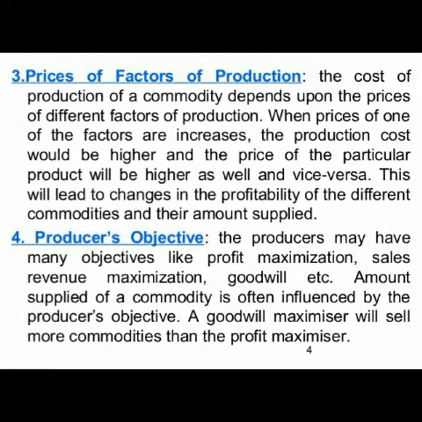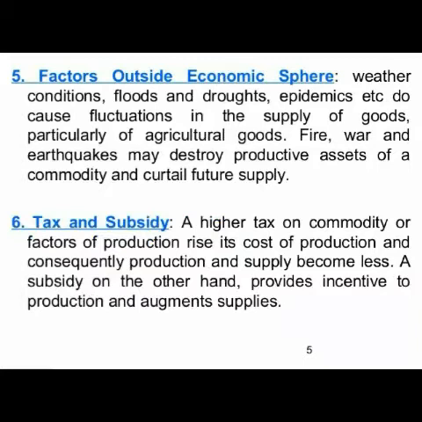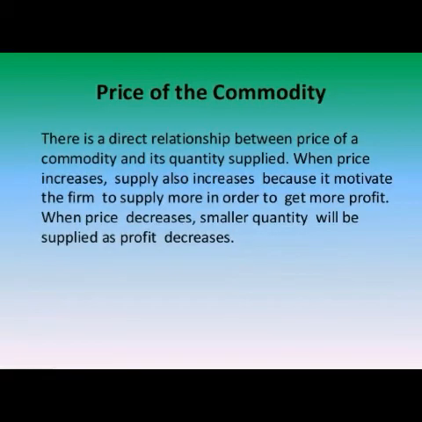Now the producer's objective. Suppose the producer is a very cautious producer. They will wait for the price to be high, and only then will they supply. So that is also important, what kind of producer he is. Next is the factor of the outside economic sphere. Outside economic sphere means something which is not controlled by the country, something from another country. So that is also important.